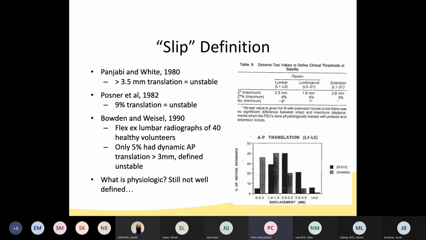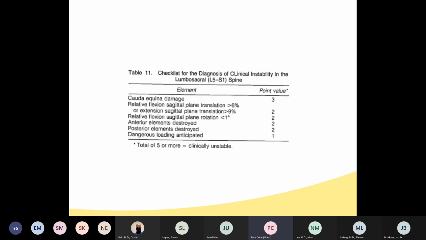And so that leads into my next slide. Even this paper by Posner et al., when they were determining their checklist for instability, they have their radiographic parameters, but they're also using clinical parameters as well, in this case cauda equina damage. The point of this slide is that whenever you're talking about instability, or whether it's pathologic, the x-ray finding should only be part of the picture, and the patient's symptoms and neurologic function are the other half. You have to use both clinically to determine what's pathologic.